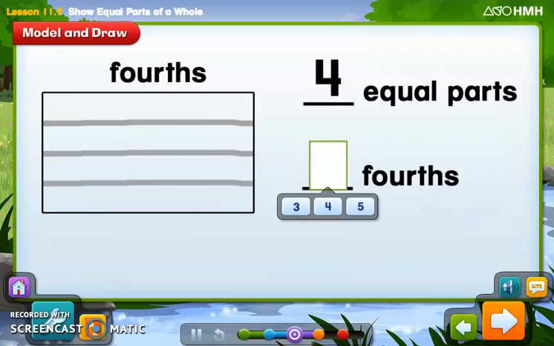If there are 4 equal parts in the rectangle, how many fourths are there? So just like I said, if there are 4 equal parts, and these are all called 1/4, then we have 4/4. Good job! There are 4 fourths in the rectangle.